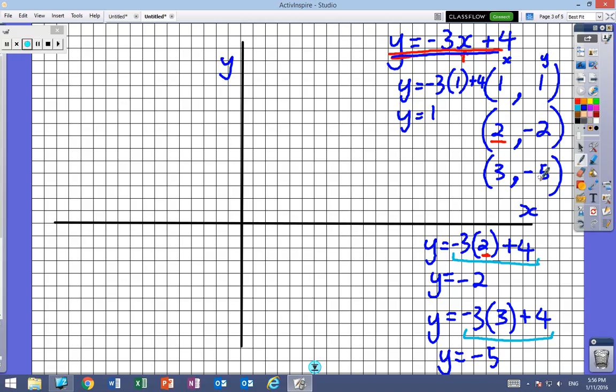Alright, so let's now look at what we've got. We've got 1, 1, which is a point. 1, 1. 1 across, 1 up.